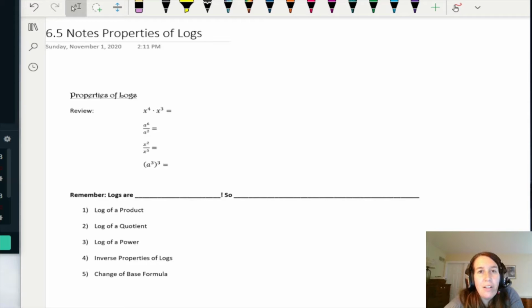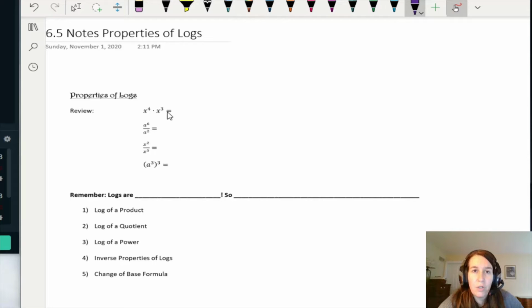We continue our discussion of logs by expanding on the log properties. And these properties will help us solve lots more equations with logarithms. So to begin with, we're just going to do a quick little review of working with exponents, and then we'll see why we did that. All right, so the review, let's talk about what is x to the fourth times x to the third, okay?